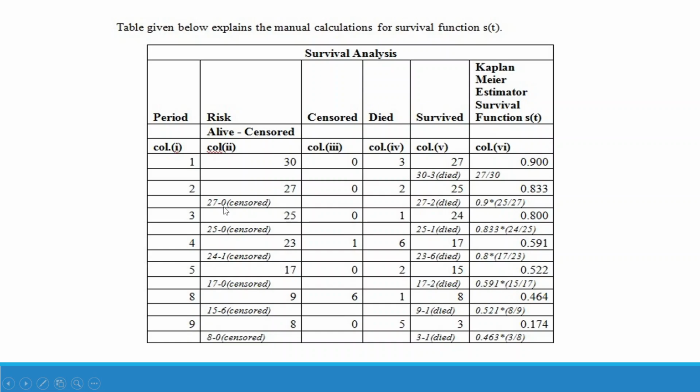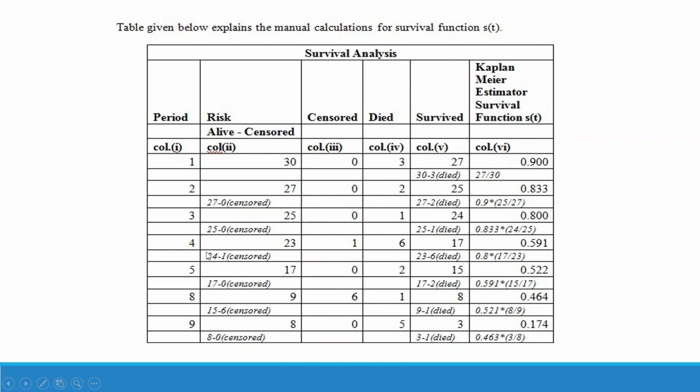In the second time period, 27 minus 0. Why 0? Because nobody dropped out of the study. So 27 minus 0 is 27. 2 died, so 27 minus 2 is 25. Now we will take the ratio, 25 divided by 27, so it is 0.9. Third period. 25 are alive, 0 censored, 1 died. So 25 minus 1 is 24. So I will take the ratio 24 divided by 25.